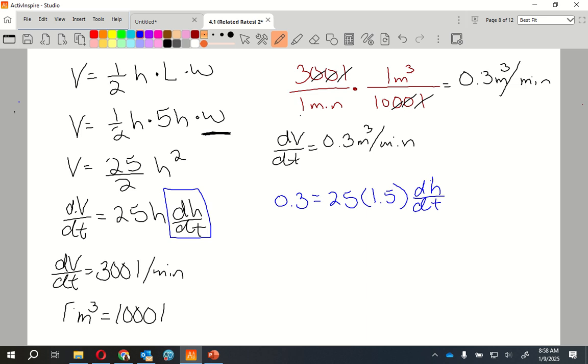25 times 37.5? Okay. All right, so 0.3, and then do the math for me. It's going to be a small number.